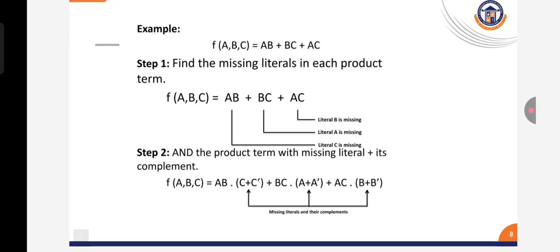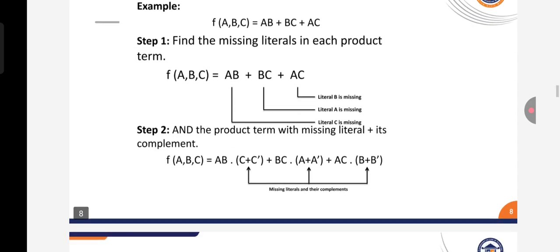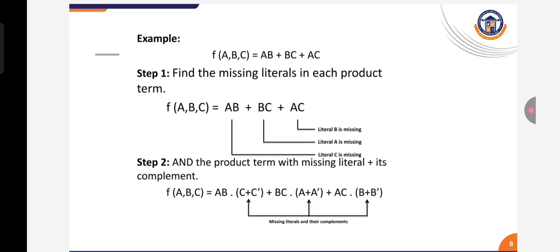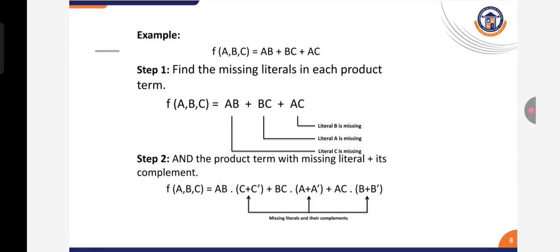So this slide shows the problems. For example, f(a, b, c) = ab + bc + ac. Now convert the given expression to standard SOP form. In the first step, find the missing literals in each product term. The product terms are ab, bc and ac. In the first product term the literal c is missing, in the second product term the literal a is missing, and in the third product term b is missing.